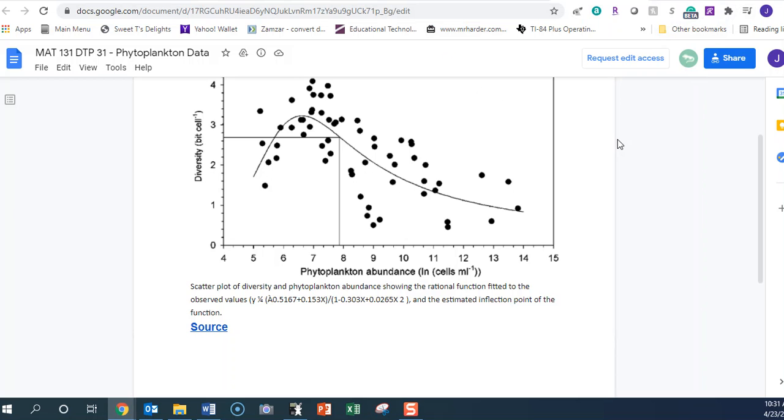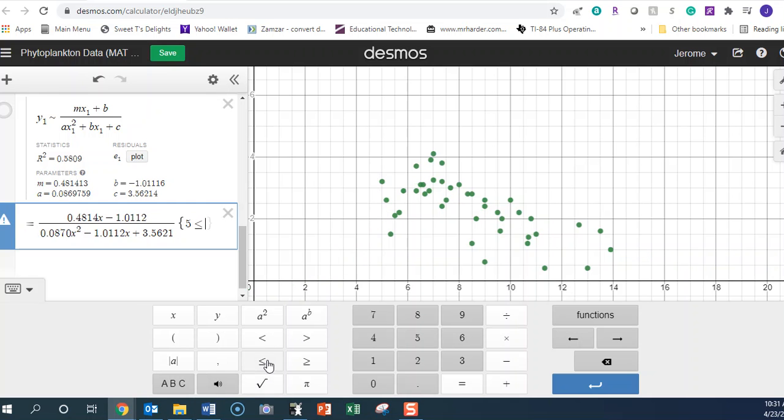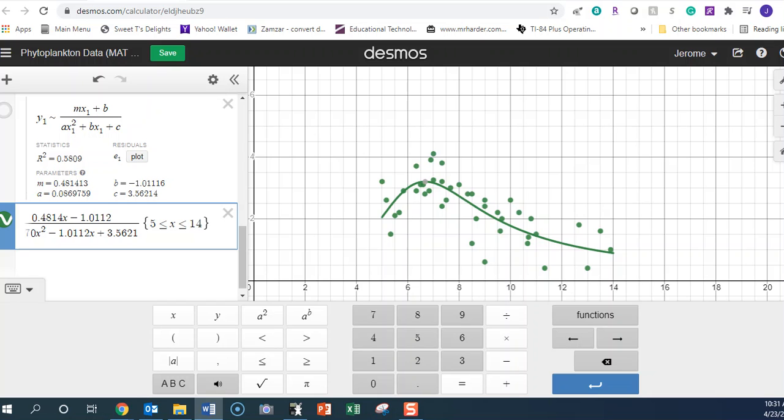All right, so let me move this back. All right, so we need to put a restriction here. Now, we know that the lowest value goes to about 5. It's 5 less than or equal to x, which is less than or equal to 14. Now, it looks very similar to what we had here. All right, so now let's go back. I need to move this back over out the way.